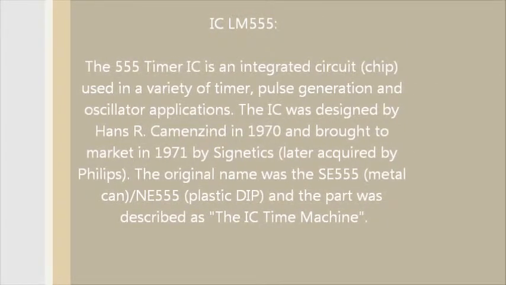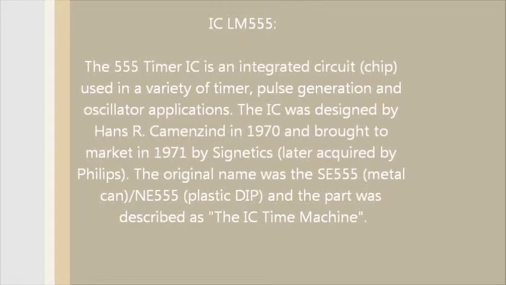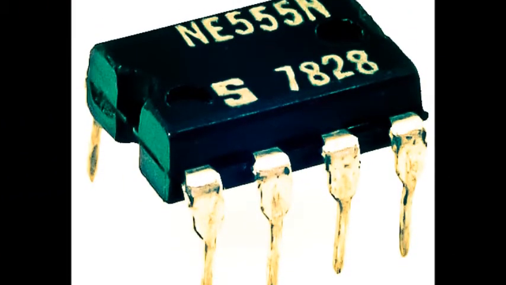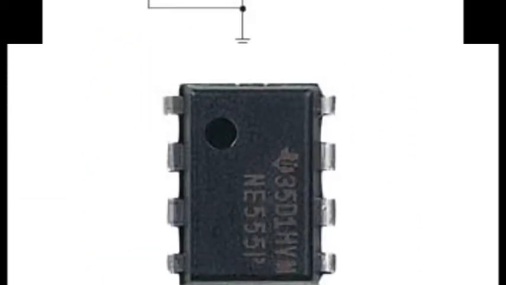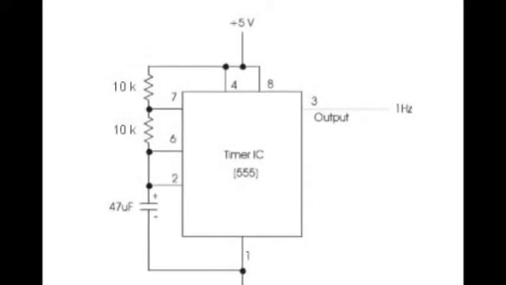The LM555. The 555 timer is an integrated circuit used in a variety of timer, pulse generation, and oscillator applications. This was designed by Hans R. Camenzind in 1970 and brought to market in 1971 by Signetics. The original name was the SE555, and the part was described as the IC time machine. These are some of these. This is the schematic symbol.